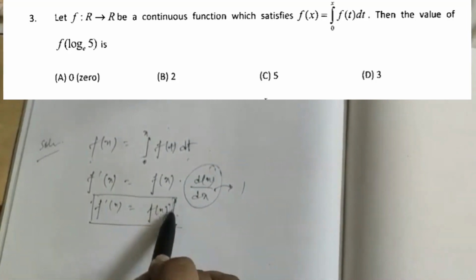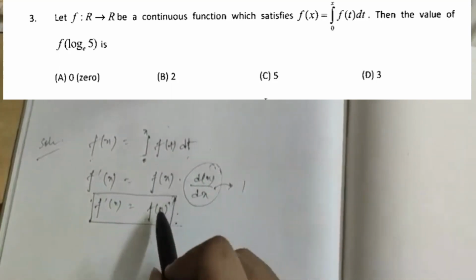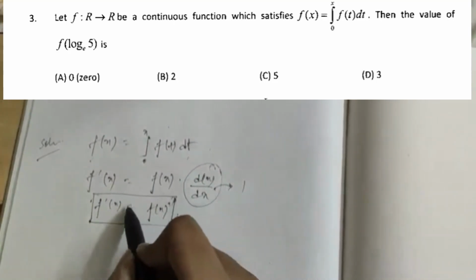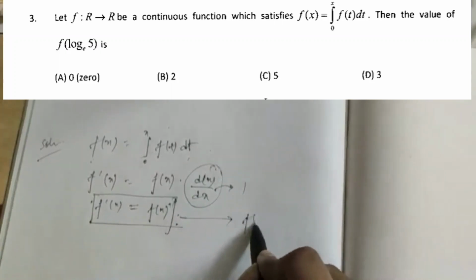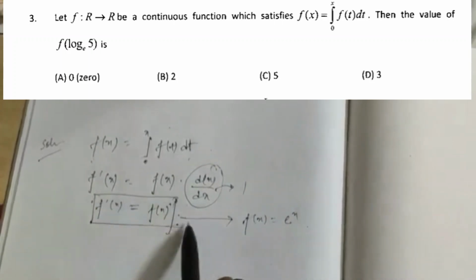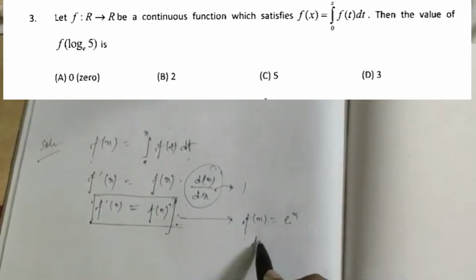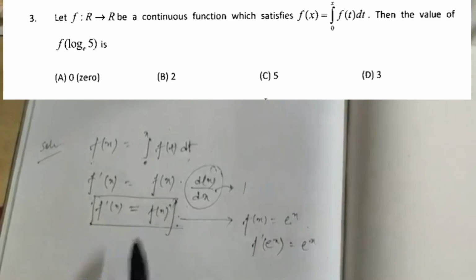By this functional equation, after practicing so many questions, you already know that f dash x equal to f(x) leads to f(x) is equal to e to the power x. This implies that f(x) is equal to e to the power x, because if you differentiate e to the power x, it will give you e to the power x. That means f dash x is equal to f(x).